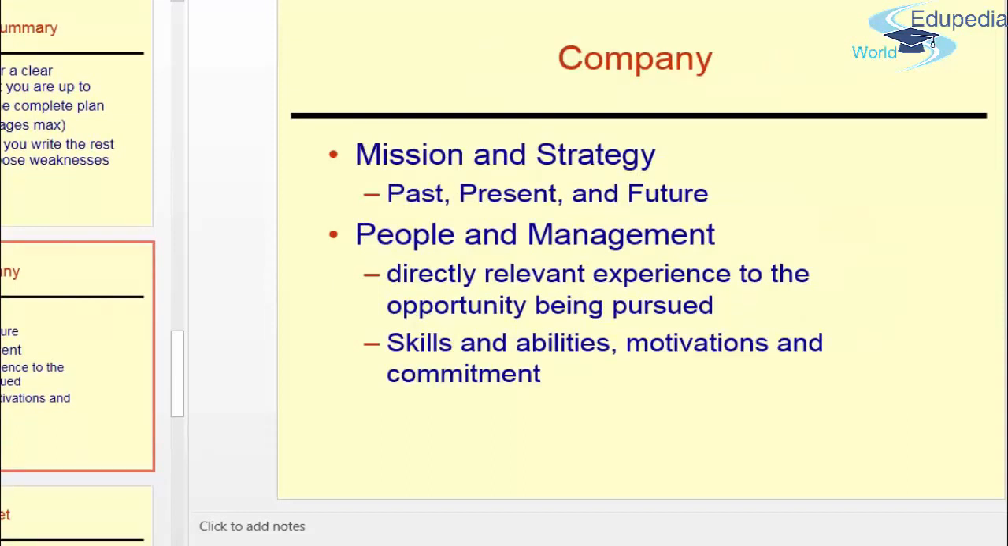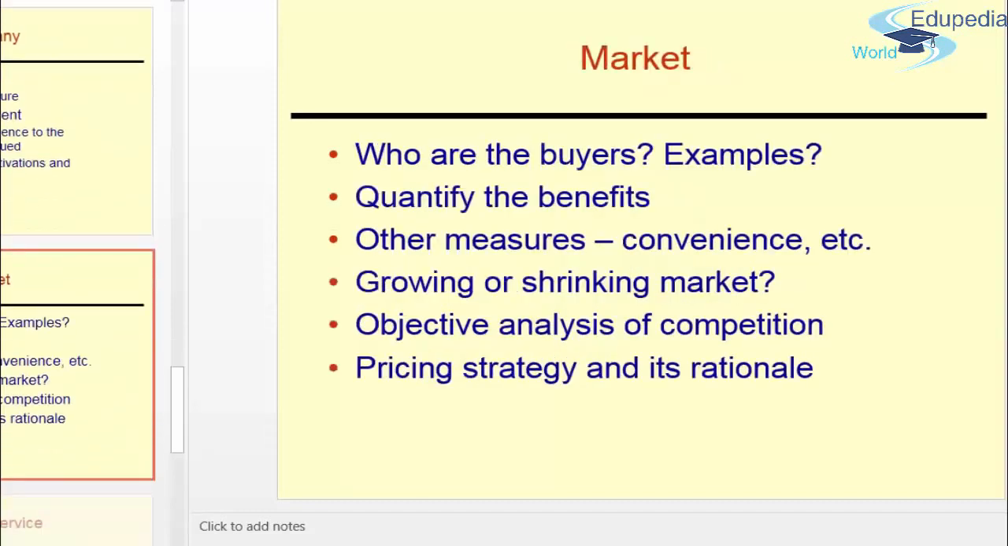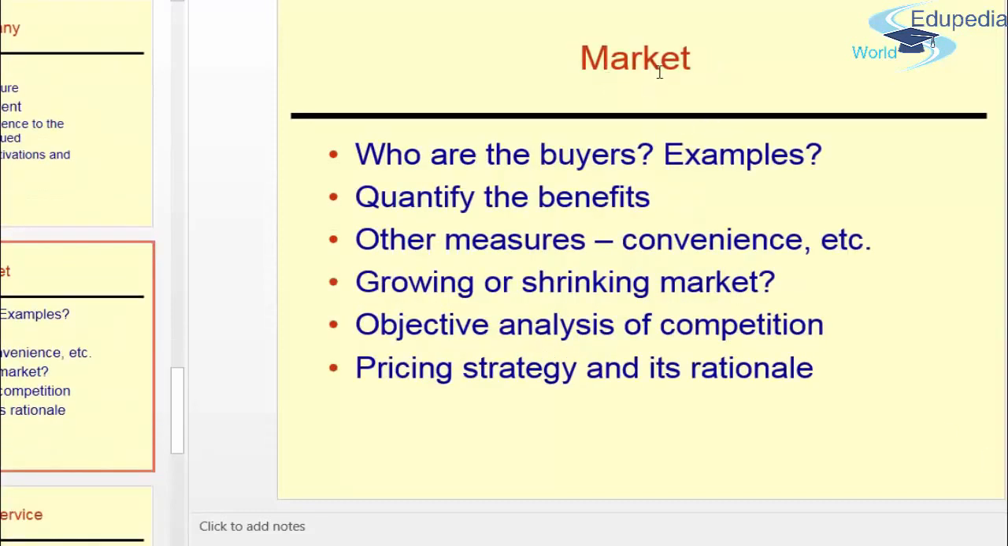Mission and strategy. Past, present, and future. People and management. You need to talk about all of these in your business plan: skills, abilities, motivations, and commitment. And in the market section, you need to define who the buyers are, give us examples, and quantify the benefits of providing a business to these buyers. Cover other measures, convenience, a growing or shrinking market, an objective analysis of competition, and pricing strategy and its rationale. All of these have to be included in your business plan.